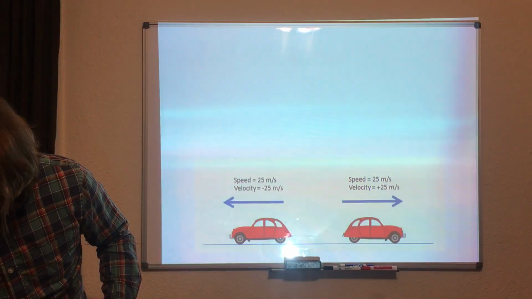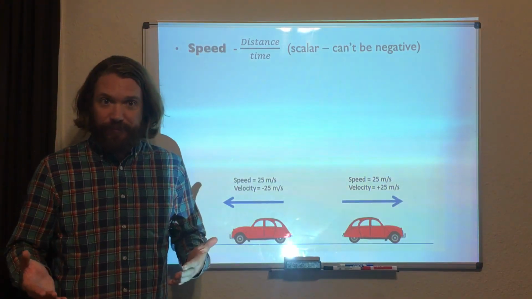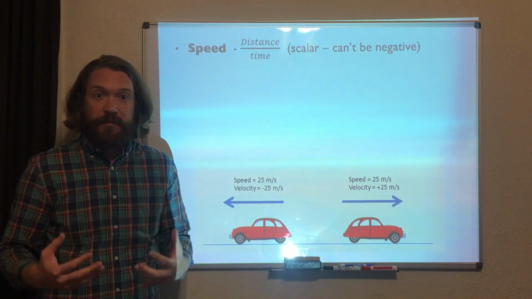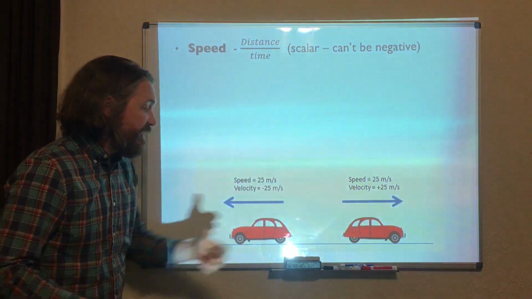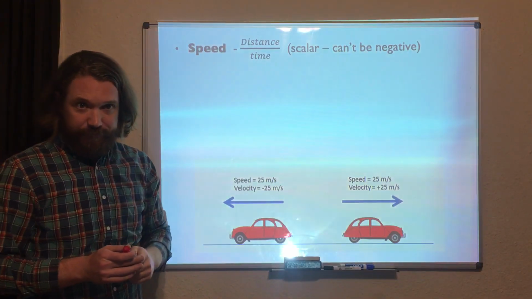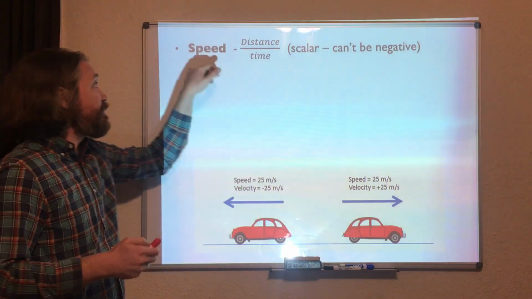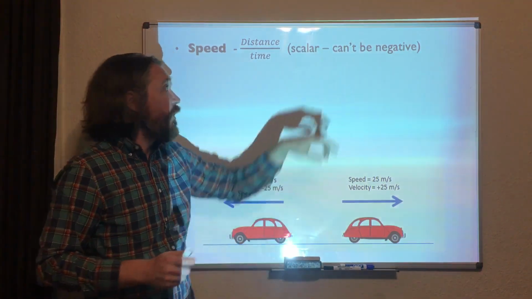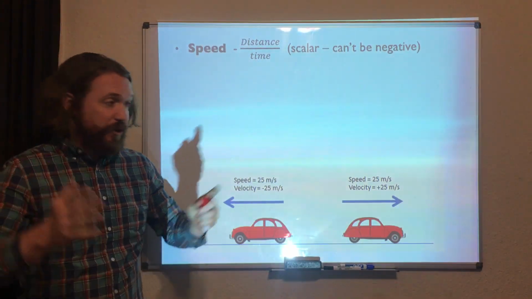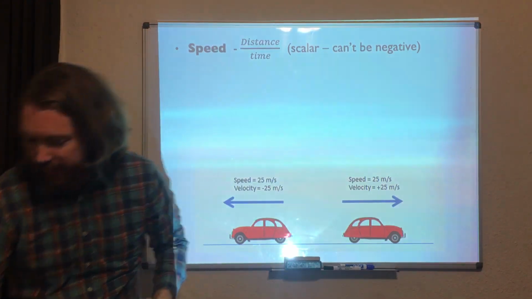We need to compare velocity to its cousin, which is called speed. I'm sure you've heard of speed before. Speed is simply how fast something's moving. In this case, the way we calculate it is distance divided by time. Now you may remember that distance is scalar, and speed is scalar, which means it can never be negative. These distances, no matter which way you're going, forwards, backwards, left, right, you just add them all up.